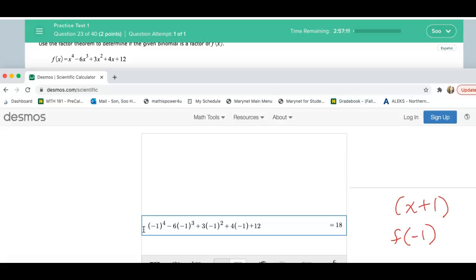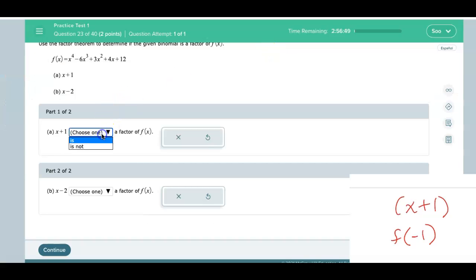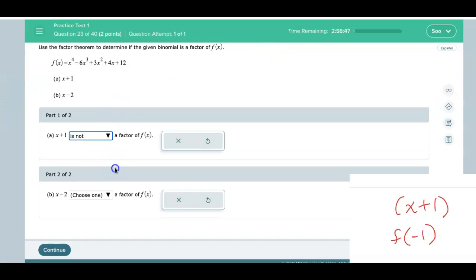Look, the function value, when I plugged in negative 1, came out to be 18. The one that we wanted to see was 0. If it comes out to be 0, that means negative 1 is a 0 and x plus 1 is a factor. But since the function value is not 0, what we can say about this problem is that x plus 1 is not a factor of f of x.